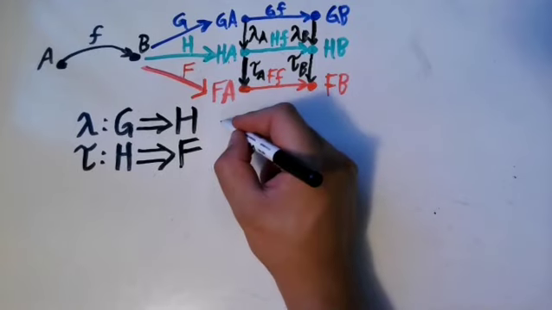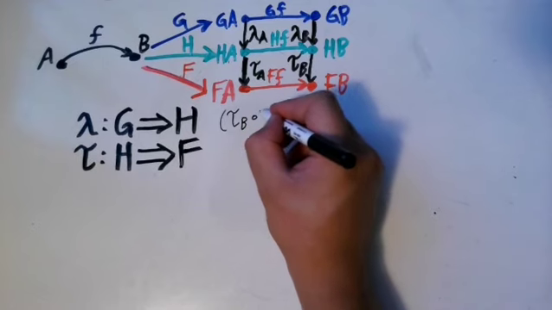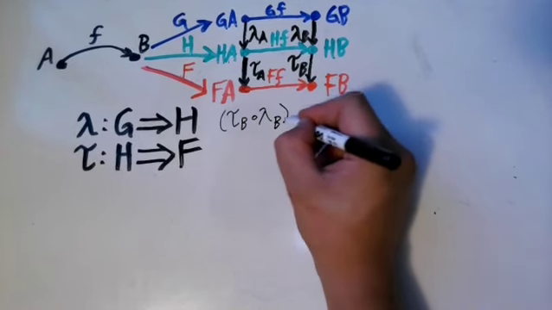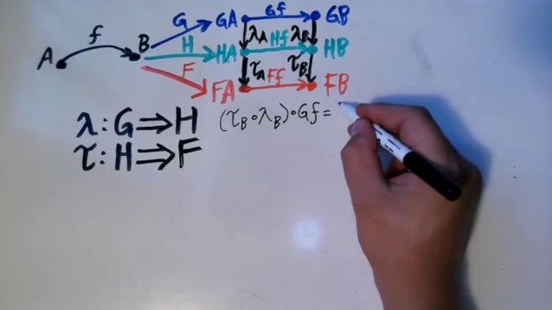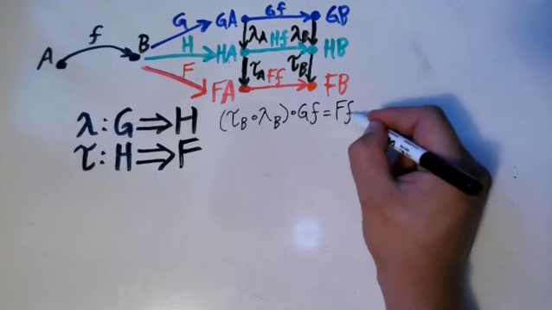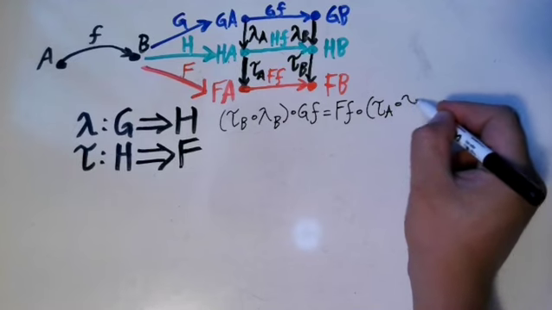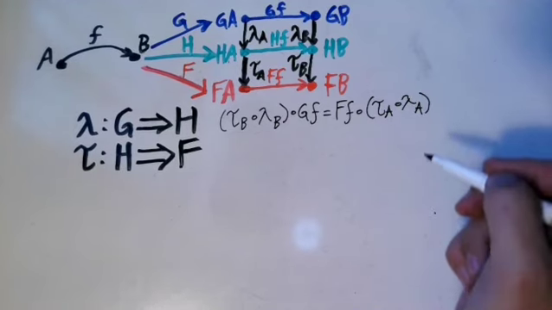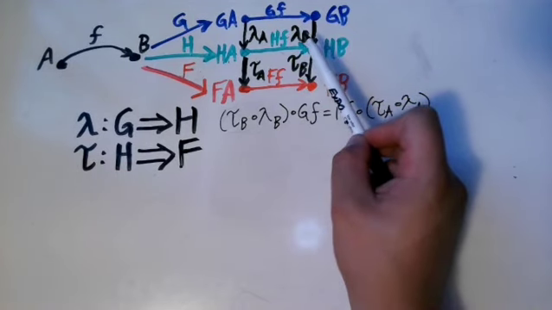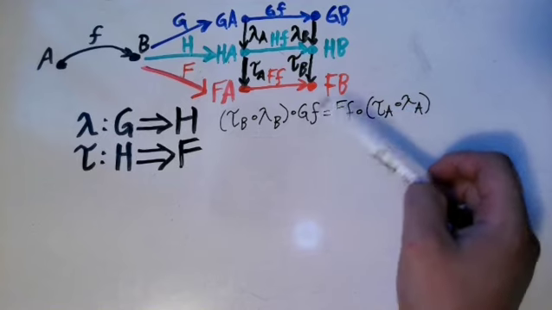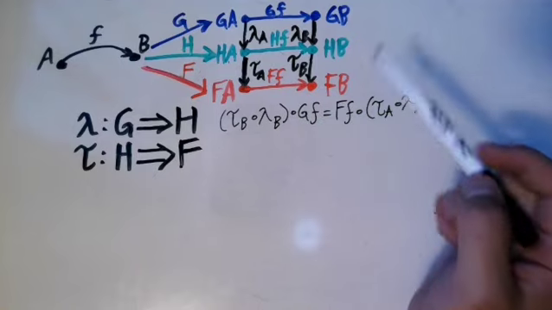So what we need to show is that tau for B after lambda for B after G of f is equal to F of f after tau of A after lambda for A. We need to show that G of f and then lambda of B and then tau of B, which is here, is the same as lambda of A, tau of A, and then F of f, which is here.